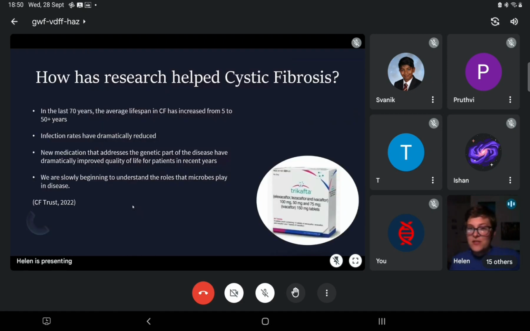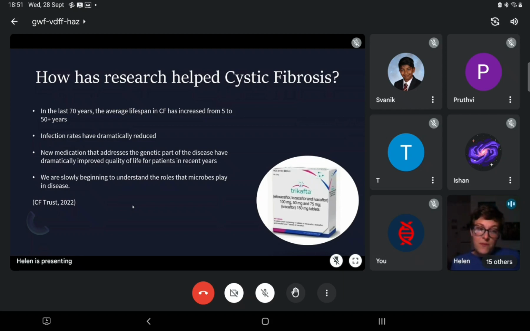So how has all of this research helped fix cystic fibrosis? Basically, 70 years ago, if you were born with this disease, you weren't expected to reach 10 years old. You'd be lucky if you got to 5, which is absolutely horrific. Nowadays, we're looking at people living into their 50s and 60s, which is absolutely phenomenal. Infection rates have dramatically reduced across all patients because we've realized that antibiotics can really help stop that vicious cycle of infection and inflammation. And we've also started to realize that infection is actually one of the biggest killers. In fact, it is the biggest killer in this disease.